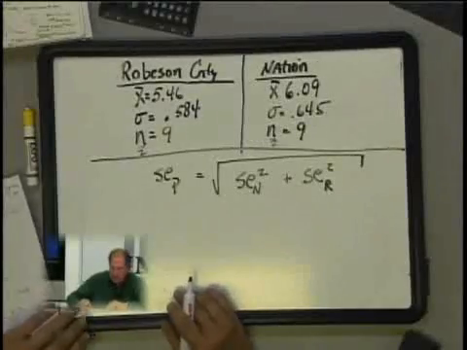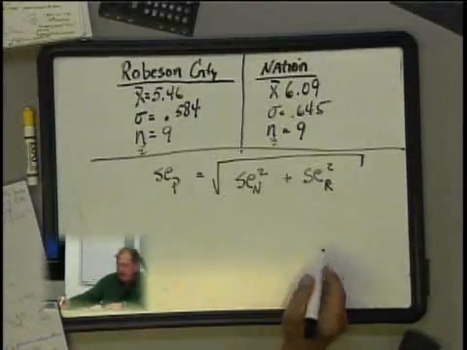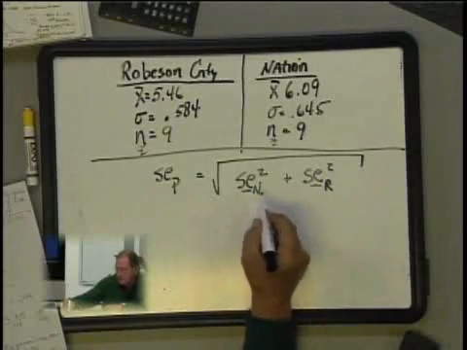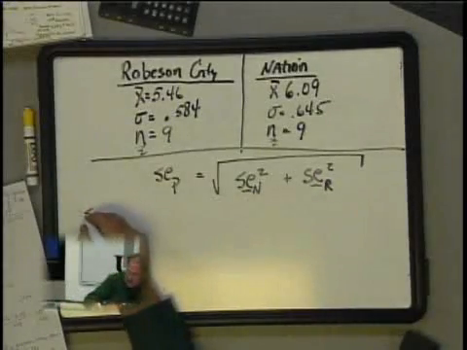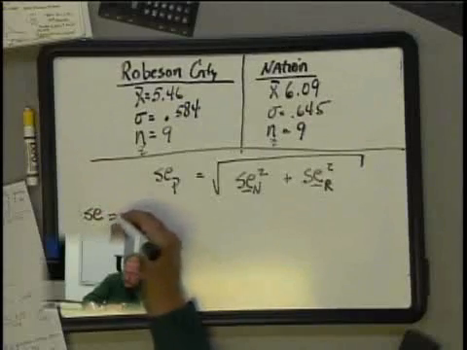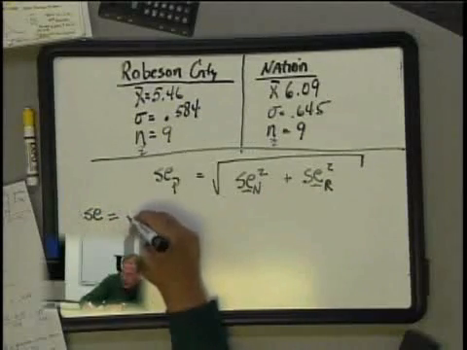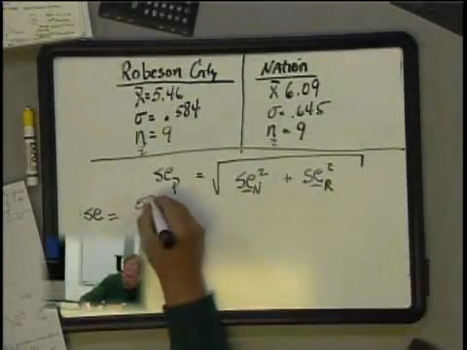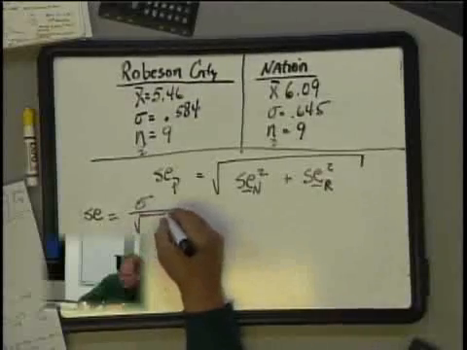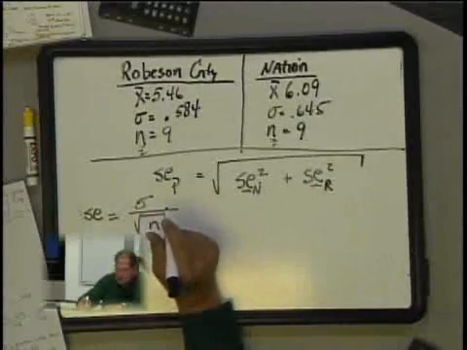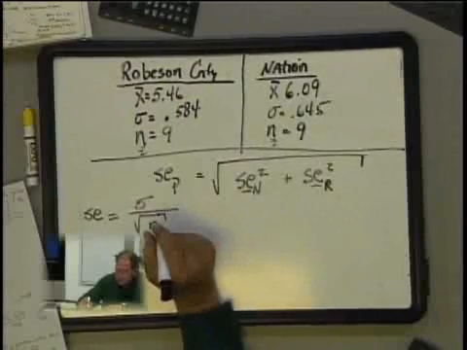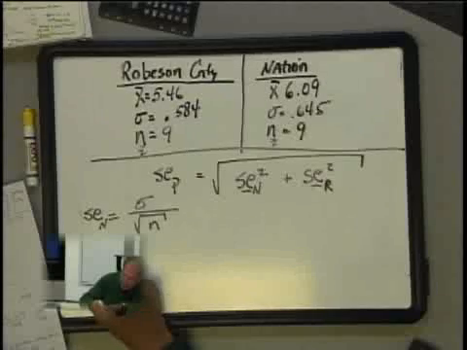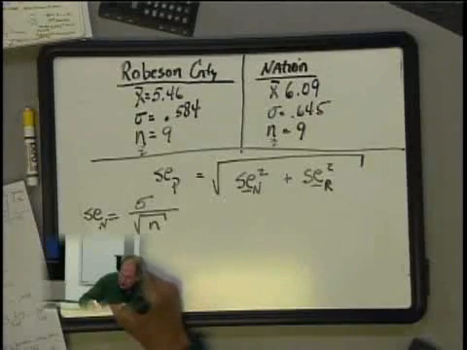Now for each one of these, for the county and the nation, I have to find out what my standard error is, right? I don't know what this number is. The formula for the standard error across the board is the standard deviation divided by the square root of N. We'll make this the nation one, and this is the standard error of Robeson County.